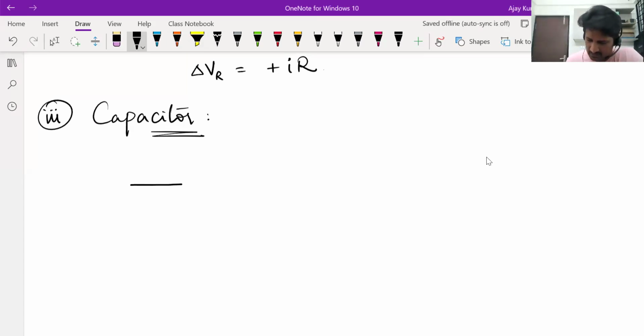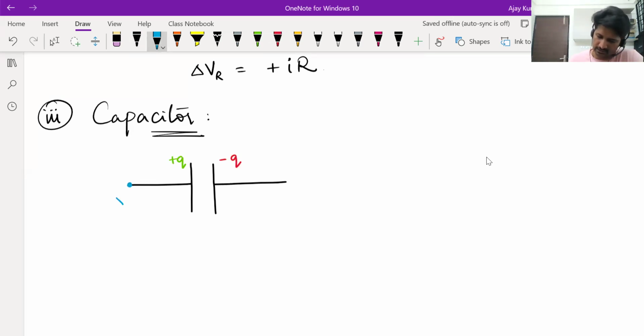Now consider a capacitor like this, standard symbol for a capacitor. Now see, we just draw the symbol like this. It doesn't mean it's a parallel plate capacitor. Any capacitor is represented using this symbol itself. Assume this plate has a positive charge. The other plate has a negative charge. Let's call this end as X and this end as Y.